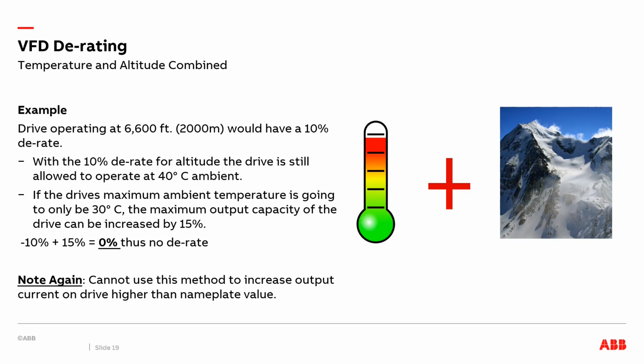So let's do some math. Our negative 10 plus 15% gives us a 0% derate. And nope, I did not do my math wrong, because remember, we cannot use this method to increase the output current on a drive higher than its nameplate. And this all circles back though to the UL testing that was done on that drive to get that product certified.